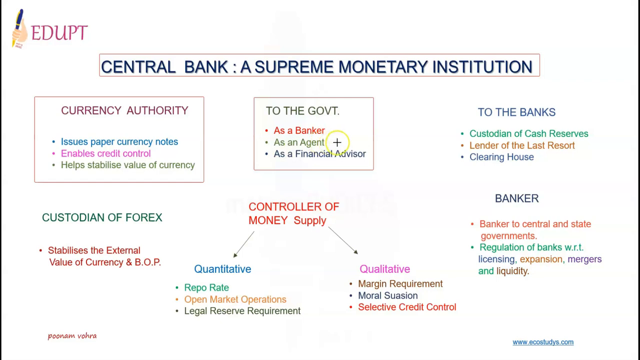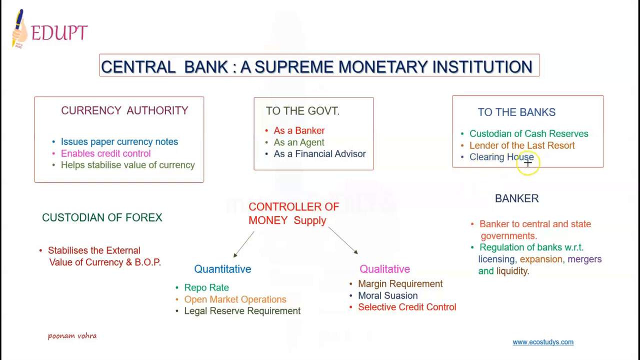As an agent, it has the responsibility of managing public debt. As a financial advisor, it advises government from time to time on economic, financial and monetary matters. RBI as a banker to banks requires them to keep a certain proportion of their deposits, like cash reserve ratio. As a lender, it gives loans and advances if they fail to meet their financial requirements.